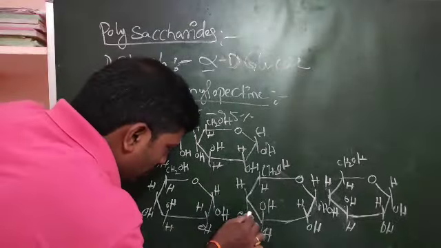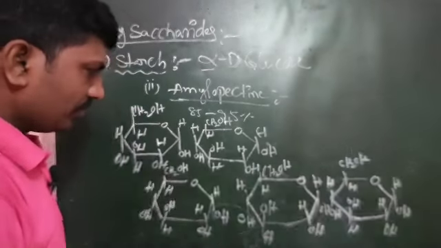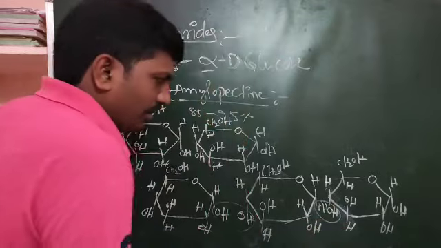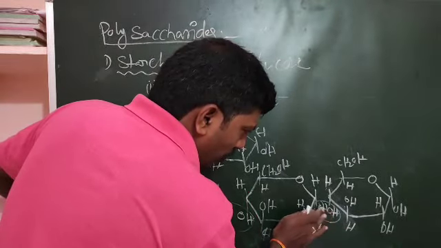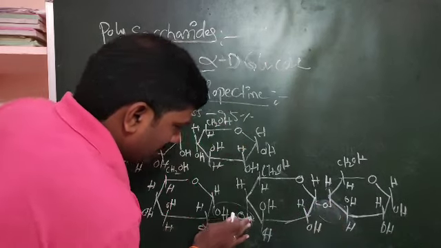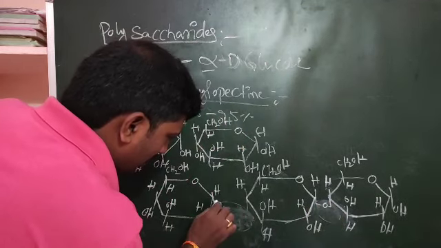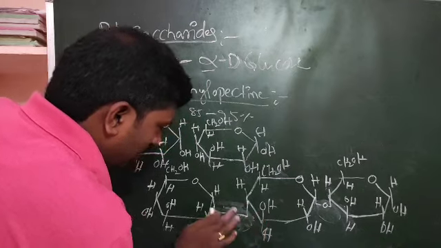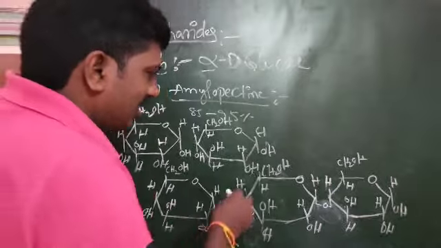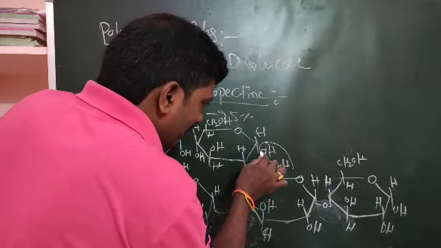Now this H2O will form one bond, and this H2O will also form one bond. Remove H2O, one oxygen is there, and that oxygen will form a glycosidic linkage. Here H2O is removed, one oxygen is there, and that forms a glycosidic linkage. This is a straight chain. Now where are the branches, and when are they formed? See, this H2O.